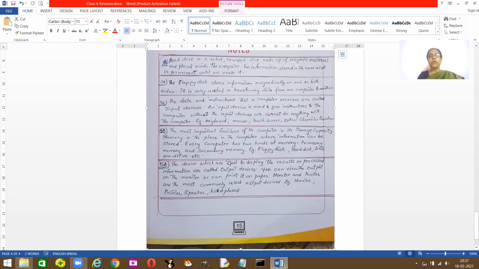The next one is about the storage device. The most important feature of the computer is its storage capacity or memory that's placed inside the computer, where all the information can be stored. And every computer has two types of memories. One is called the primary memory, the other is called the secondary memory. Some examples of secondary memory are floppy disk, hard disk, DVD, and pen drive.